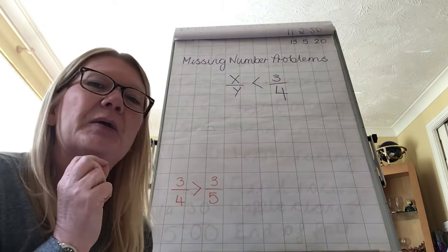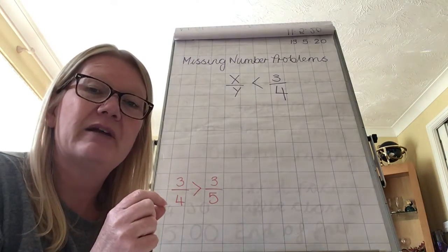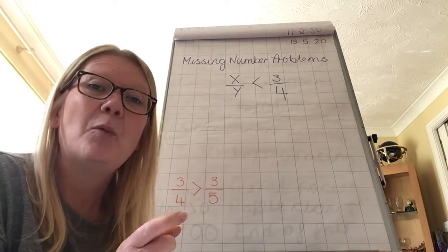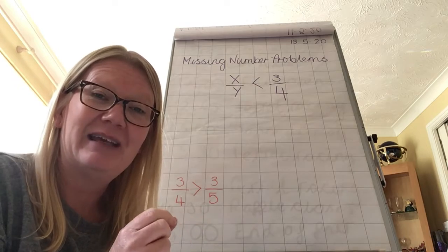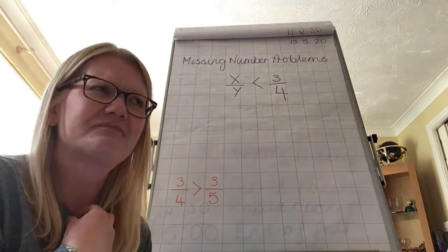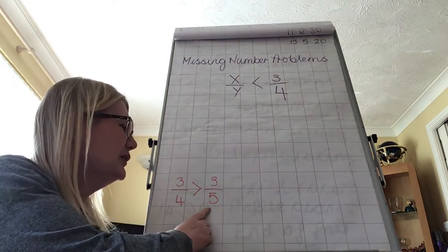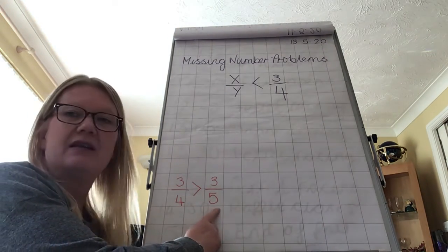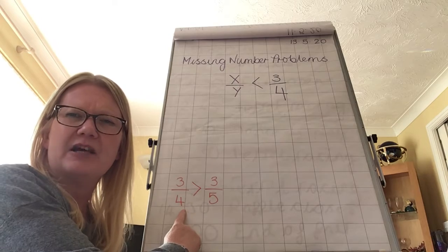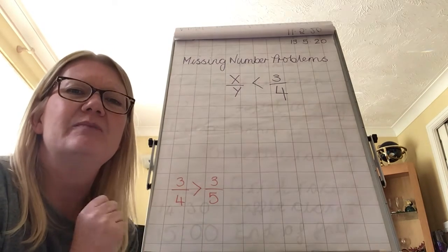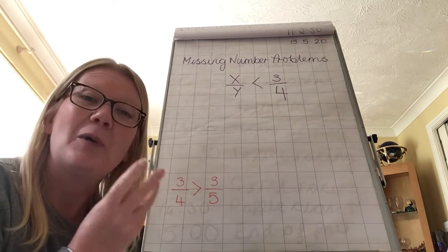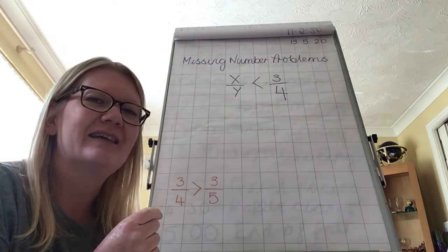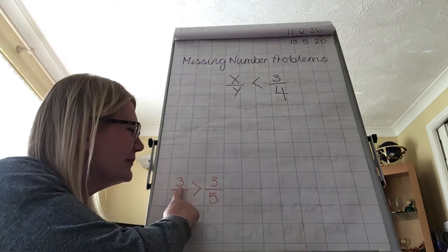Okay, but there is a way of comparing fractions when you haven't got the same size parts. We did have a lesson on it when we originally learnt about fractions. Can you remember looking at things like this? So 3/4 is bigger than 3/5. How do I know that? I'm not comparing the same size parts. Well, I'm not. I've got different denominators, but I am comparing the same number of parts.